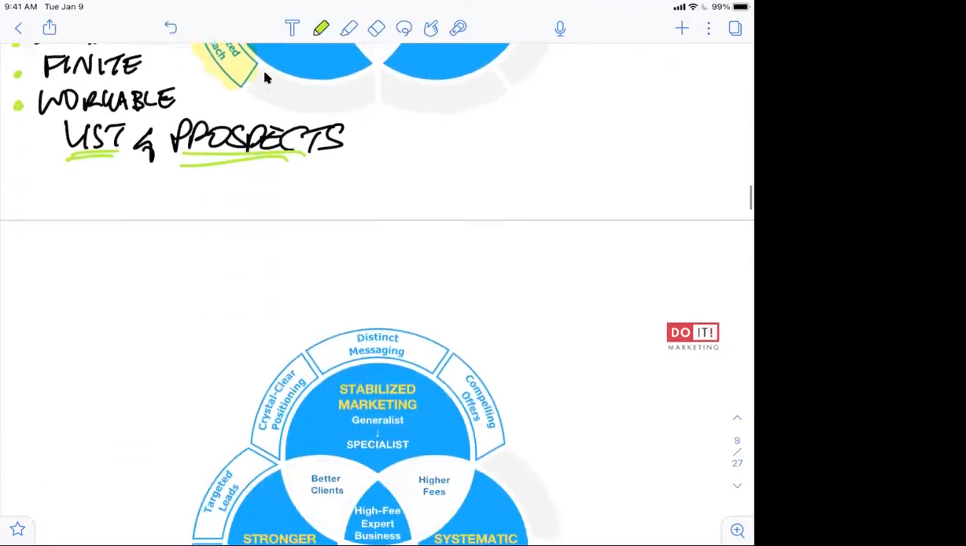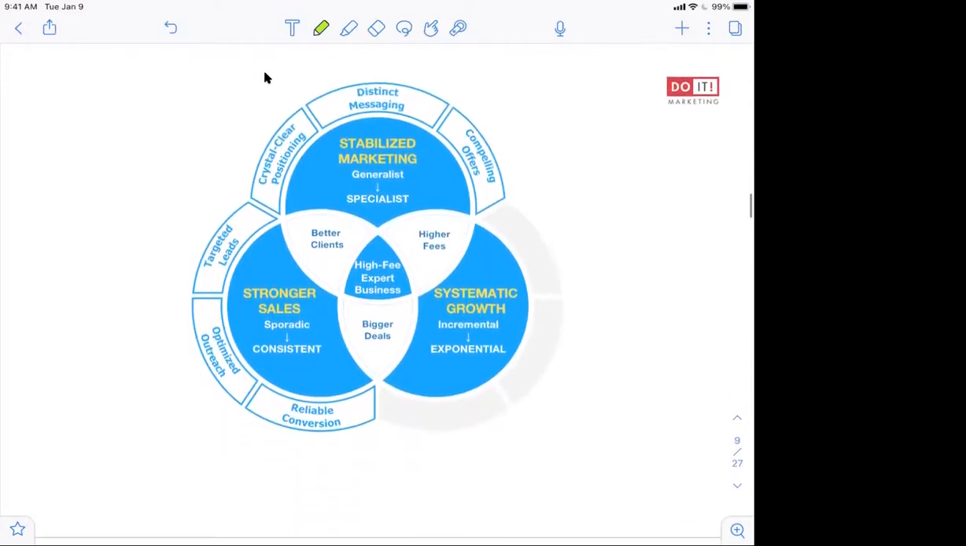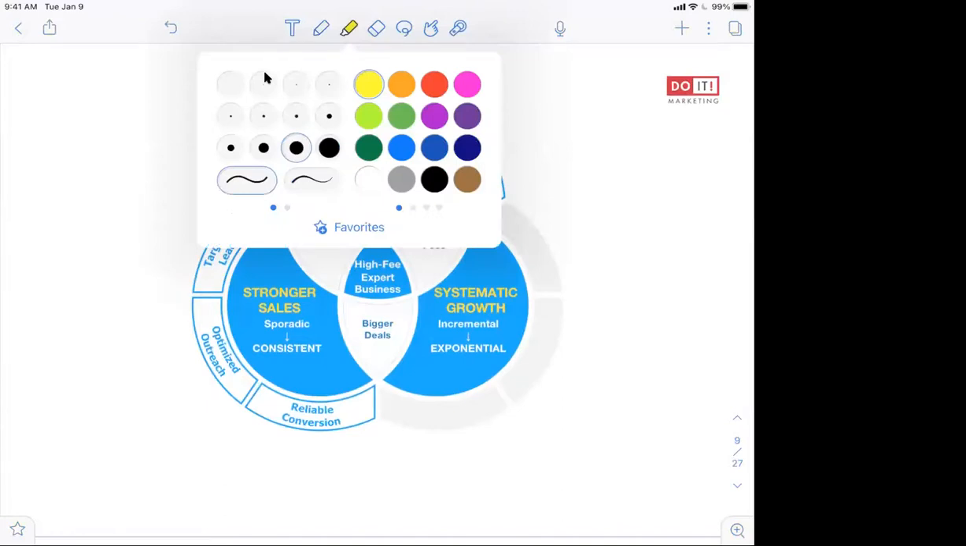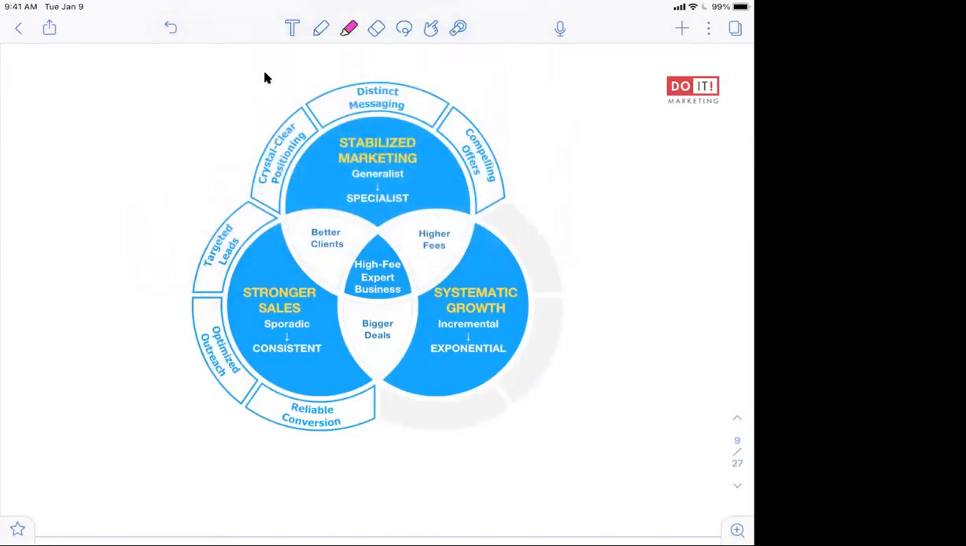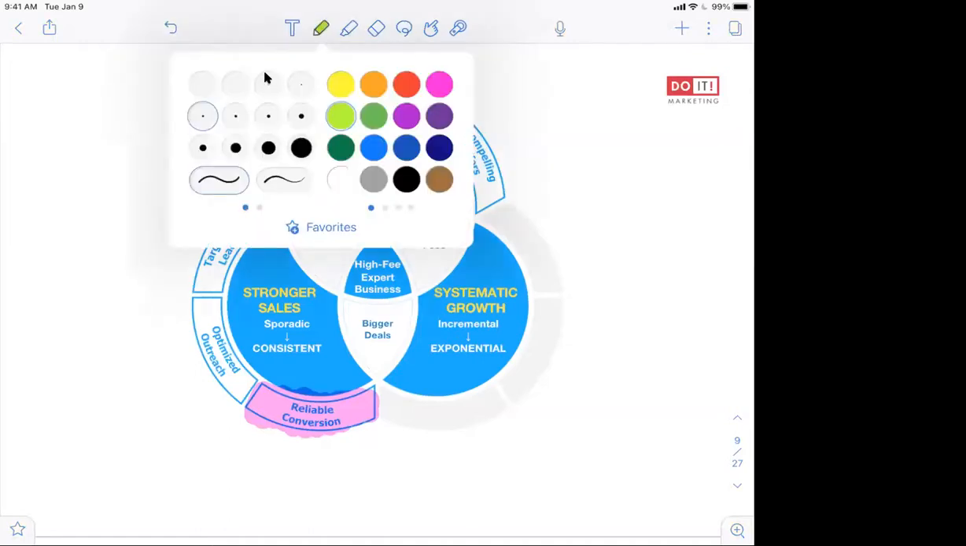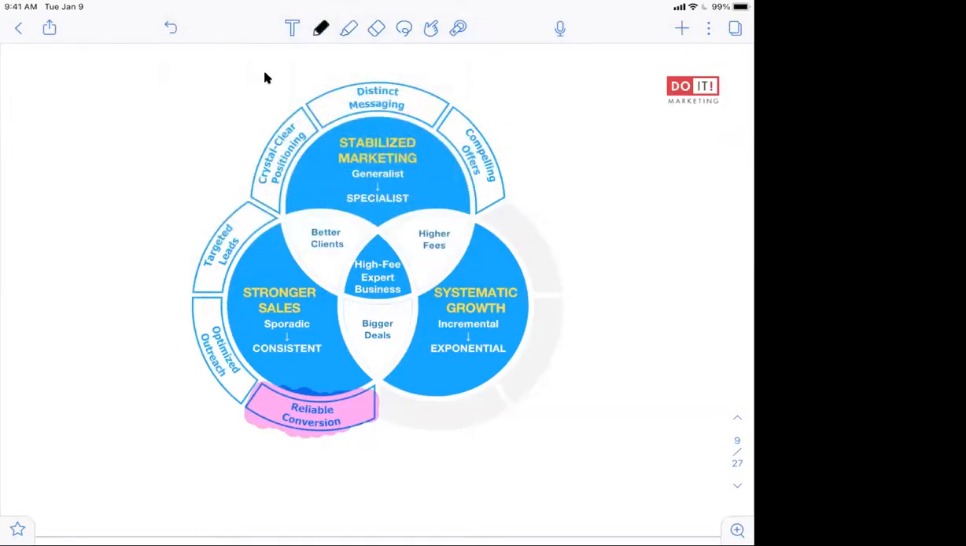Let's keep the love train going here. Last part of sales, the part where you actually make the money, is reliable conversion. Here's the question. How often do you use a consistent, repeatable system of steps to take prospects from initial contact through to signed contract?